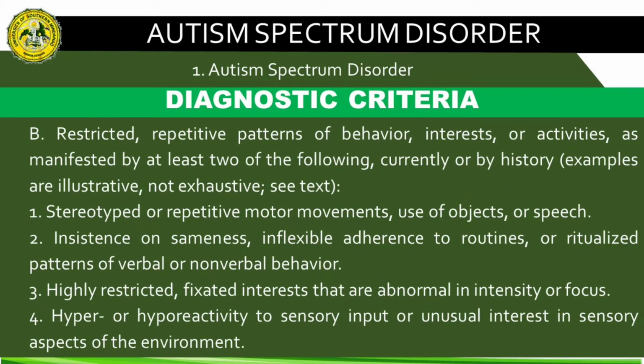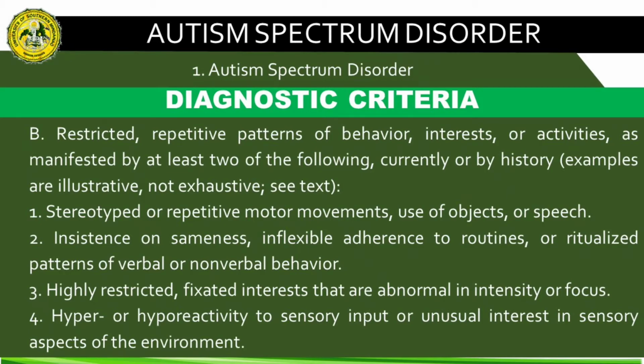Example, strong attachment to or preoccupation with unusual objects, excessively circumscribed or perseverative interests. Fourth, hyper- or hypoactivity to sensory input or unusual interest in sensory aspects of the environment, such as apparent indifference to pain or temperature, adverse response to specific sounds or textures, excessive smelling or touching of objects, visual fascination with lights or movement.